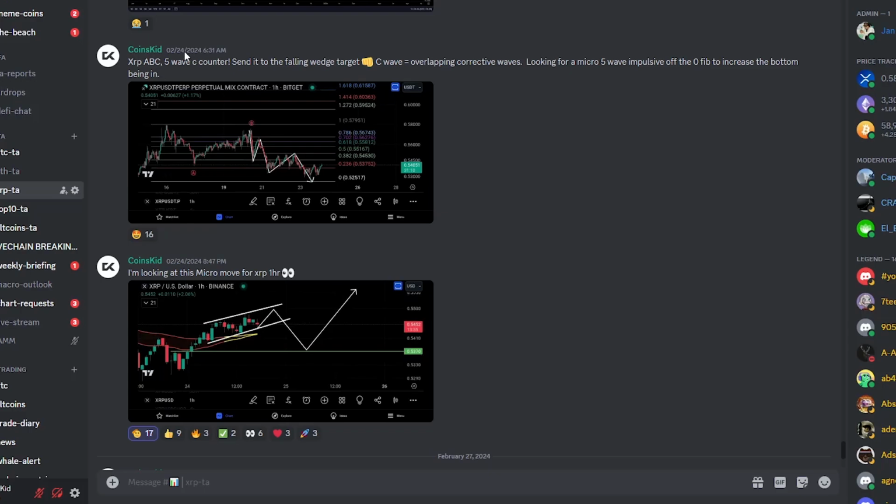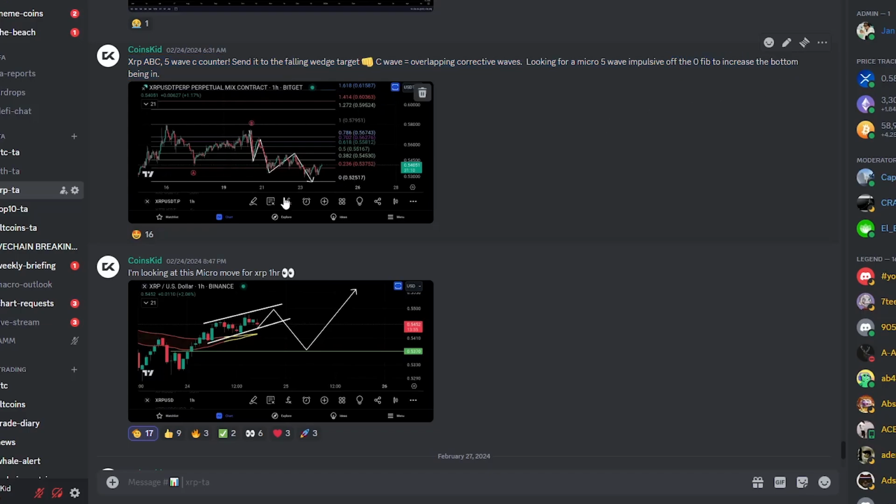I did make a post on Saturday, I think it was. XRP ABC 5-wave C-wave counter. Send it to the falling wedge target. C-wave equals overlapping corrective waves. Looking for a micro 5-wave impulse off the 0 fib to increase the bottom being in.